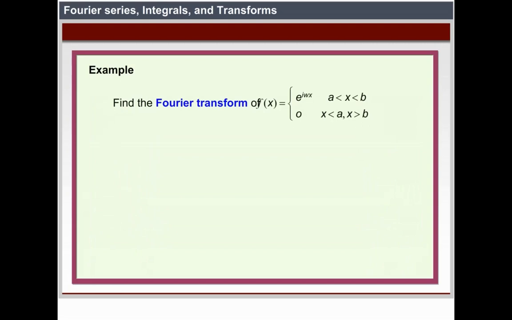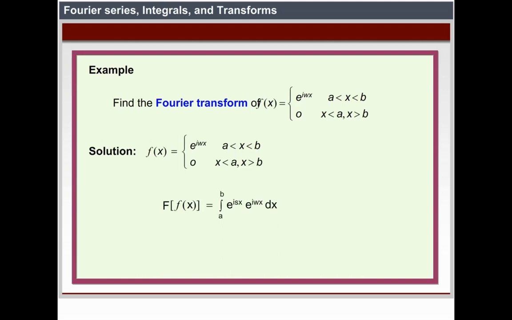Example. Find the Fourier transform of f of x equal to e power iwx for a less than x less than b, 0 for x less than a, x greater than b. Solution. f of x equal to e power iwx for a less than x less than b, 0 for x less than a, x greater than b.